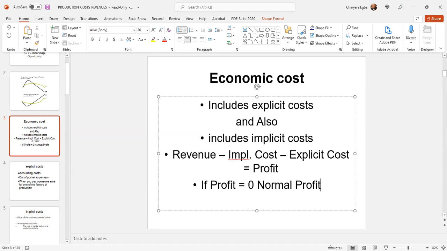Now, what does that mean? What it means is that if you open your restaurant as a chef and you subtract your explicit costs, the cost of labor, the cost of food, the cost of electricity, and what have you, and then you subtract what you would have earned if you were working for somebody else, and you make no profit, in economics, we call that normal profit.